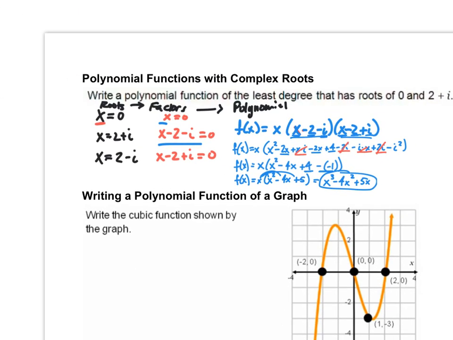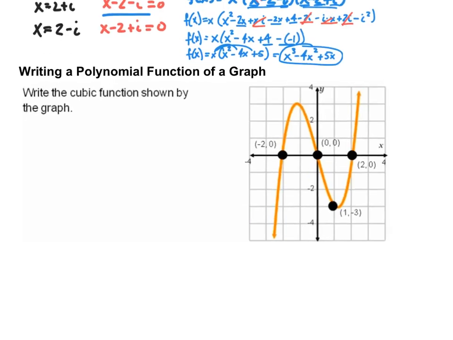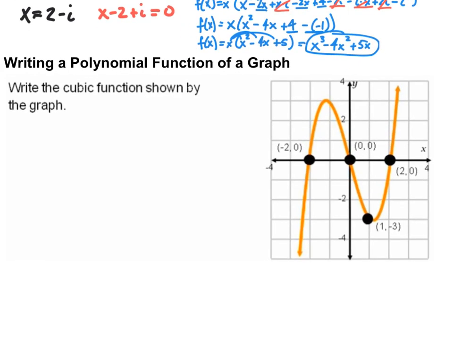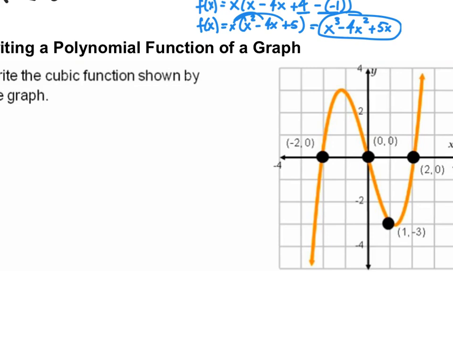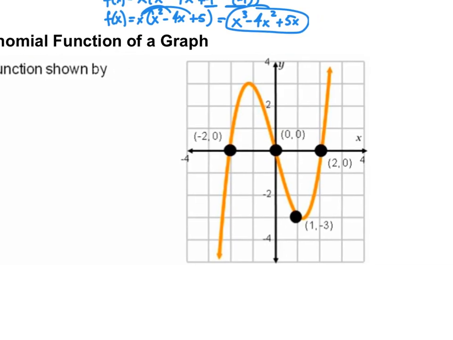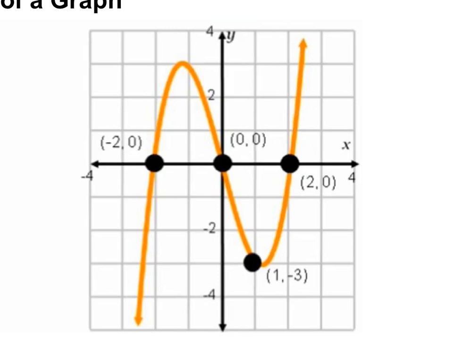All right. The next thing I want to do is write a polynomial function from a graph. Here's where this will help us later on understand how to get these points. It's nice because when they give us this graph, they give us 3 roots and a point on the graph. So I'm going to identify my roots, and that's these values here: negative 2, x equals 0, and x equals positive 2. And then I have a random point on the graph at 1, negative 3.